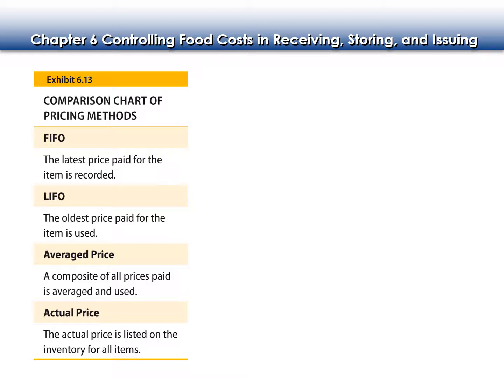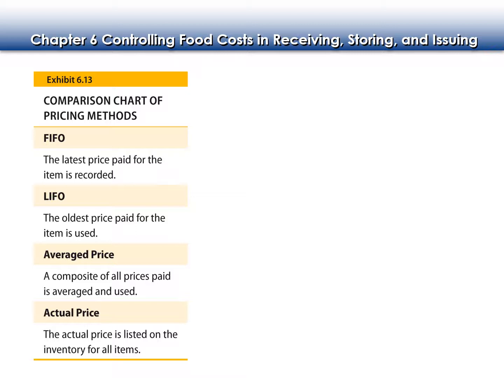Average of all of them, okay? And then the actual price is what we actually paid for it. Which one of these methods, 1, 2, 3, or 4, is the most detailed? The actual price, okay? That's the most detailed. The average price is a little bit more work. FIFO and LIFO are the easiest because you're just looking at one number.